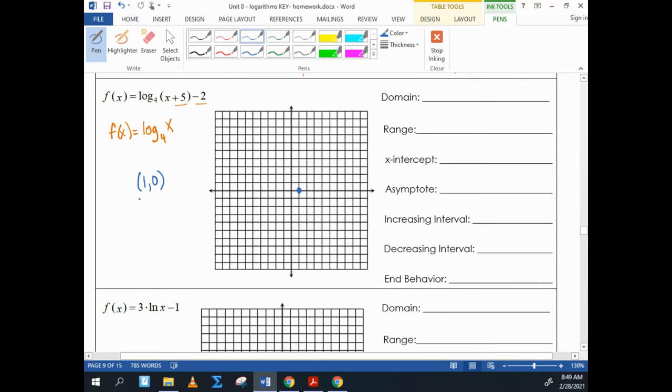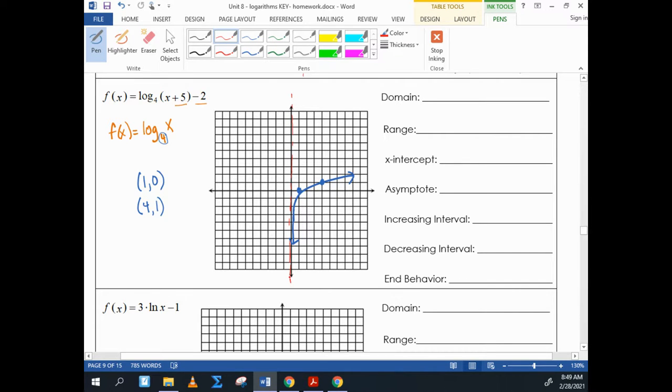(1, 0). The other one is whatever your base is. So my base here is 4 will map to 1. So it's always (base, 1). (1, 0), (base, 1). So 1, 2, 3, 4, and up 1 right there. So normally my logarithmic function here would look like this. It gets really close to this nice lovely asymptote at x = 0. So that is our parent function.